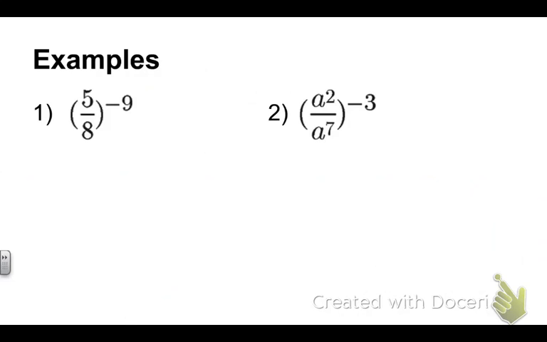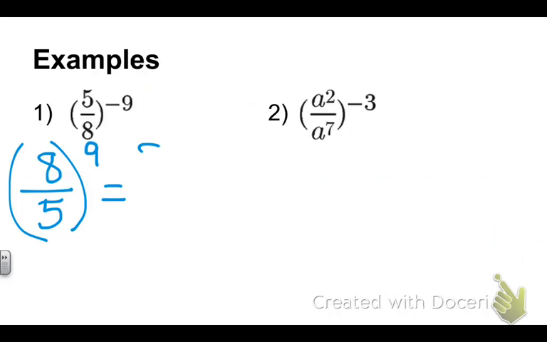Again, I want to do an example here. Alright? I've got 5/8 to the negative 9. I cannot have a negative exponent. So I'm going to get rid of the negative exponent by doing the reciprocal. So now I've done the reciprocal. So now that's going to be 8 to the 9th power all over 5 to the 9th power. And then I would simplify from there. Not worried about that right now.